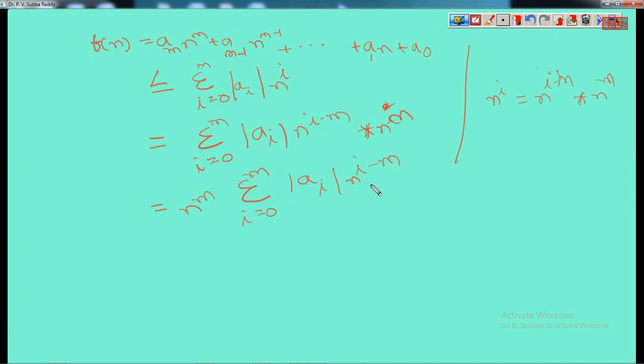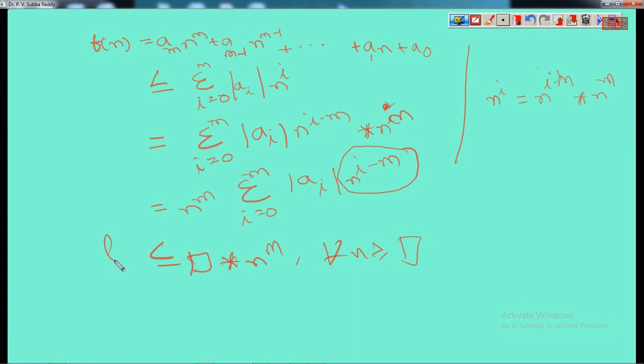The maximum value of i is m. So that means this value is never negative. That is some positive constant, and this is the sum of all coefficients, so this also is some positive constant. So that means I am able to find some constant such that f of n is less than or equal to some constant times n^m for all n greater than or equal to some value.